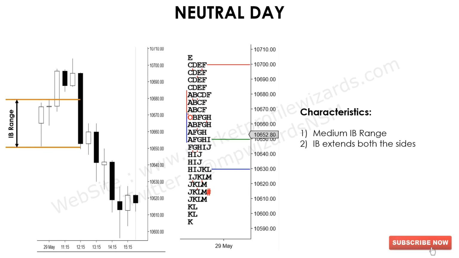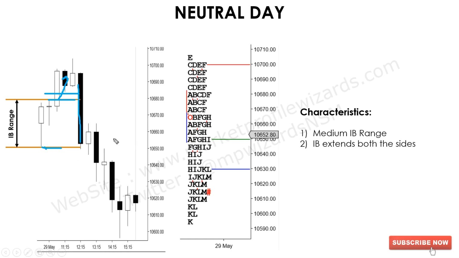Second important characteristic is IB extends both the sides. So we need to understand this. This is very important information here I am giving in terms of the neutral day. Let's say this is our IB range. This is the first IB range which has formed. After that it has extended above the IB high. So market couldn't sustain there, and after that it has again fallen and again broken the IB low, right?